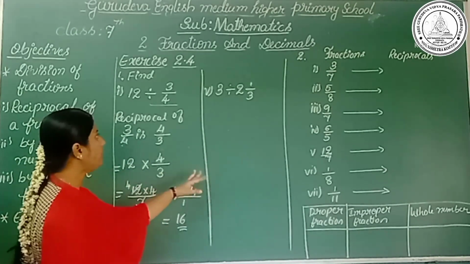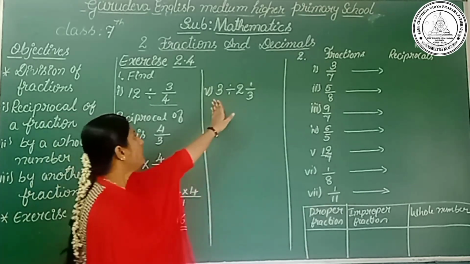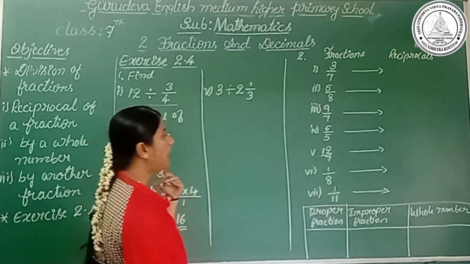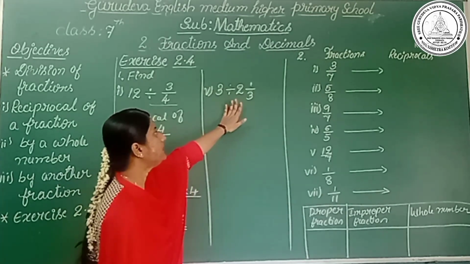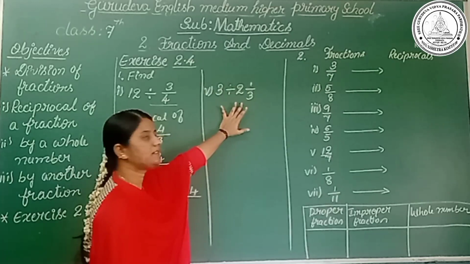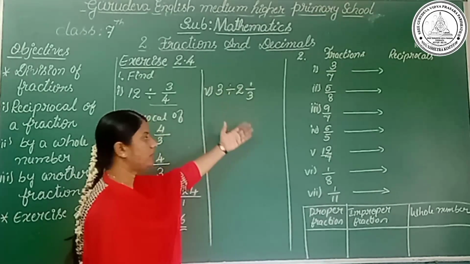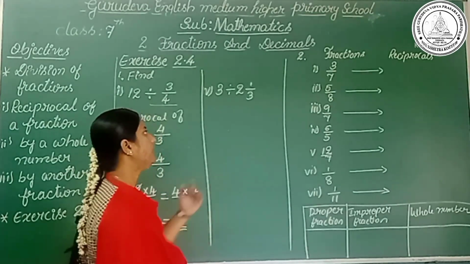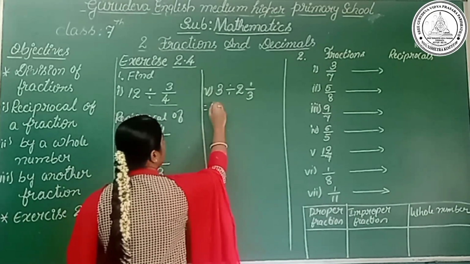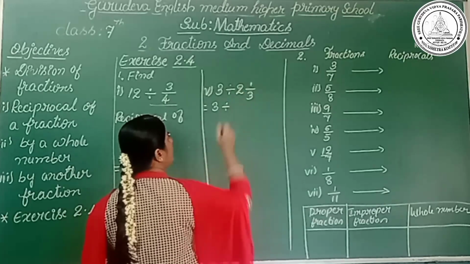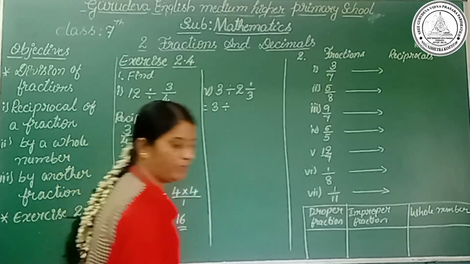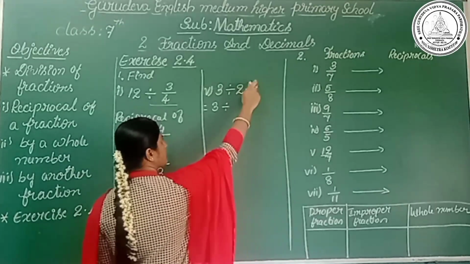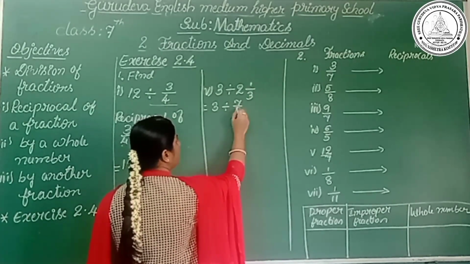With the same type, I have taken the fifth question, that is also division: 3 divided by 2 whole 1 by 3. While dividing by a mixed fraction, we have to convert it into an improper fraction, take the reciprocal, and the division sign changes into a multiplication sign. So 3 divided by, converting the mixed fraction into an improper fraction: 3 twos are 6, 6 plus 1 is 7, 7 by 3.